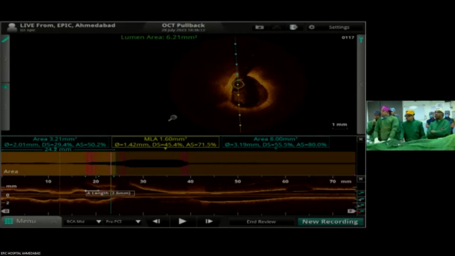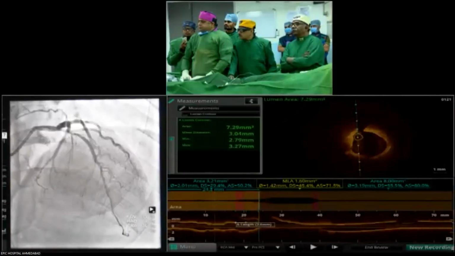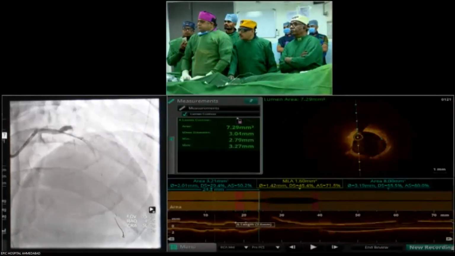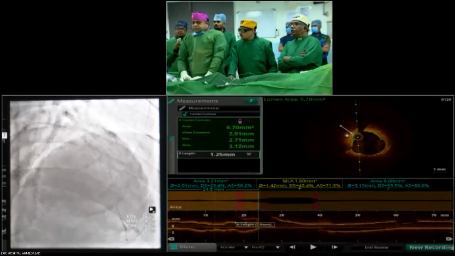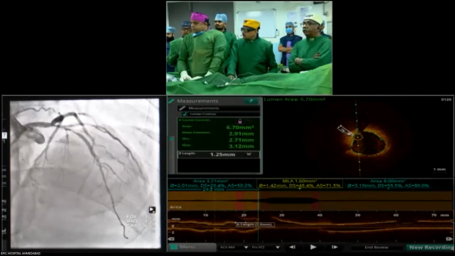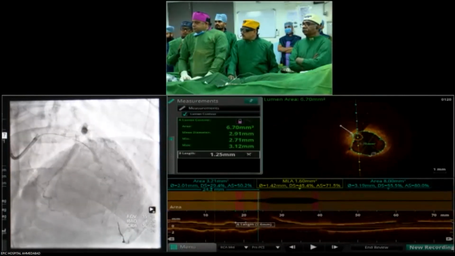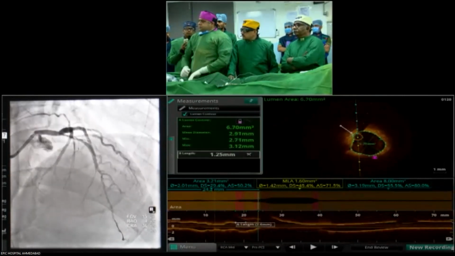So let's see your ostial LAD. Can you see that? Ostium of the LAD. Yeah, we are focused on OCT, the ostium of the LAD. Yeah, that's the ostium. And what are the sizes? Look at the lipid pool over there. Yes, it is there. I think if you see, there is some calcification also at the LAD ostium. Correct. Area is good, but there is a lot of lipid pool over there.